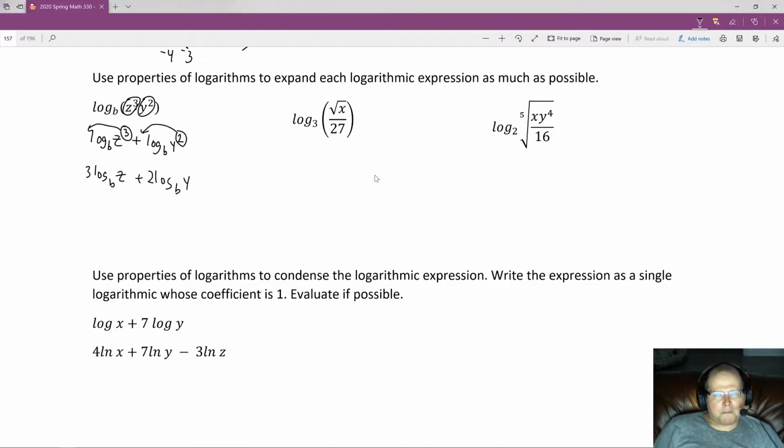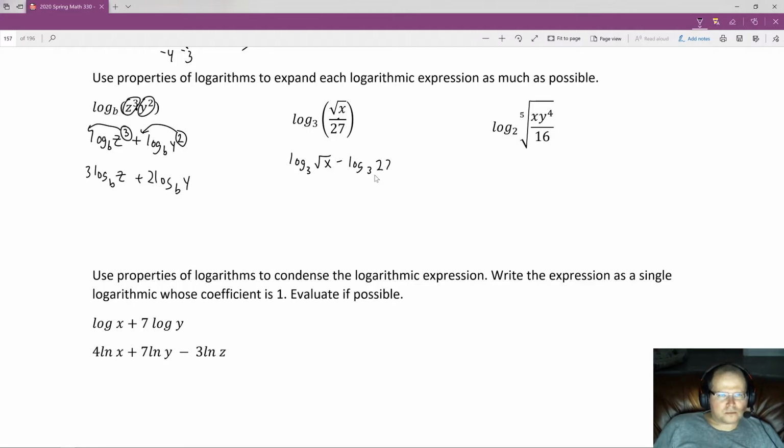And over here we were multiplying. That's why they're factors, right? Over here we have a division, so we have a numerator and a denominator. So we're going to break this up into log base 3 of the square root of x minus log base 3 of 27.